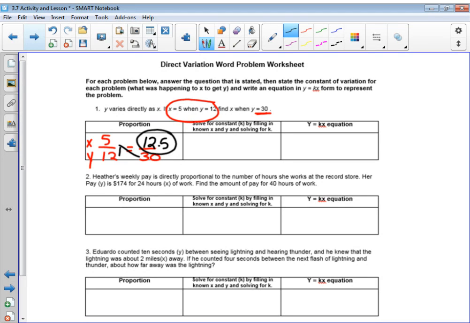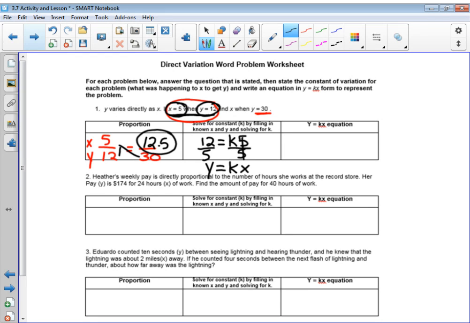The next thing is they want us to solve for the constant, or the k, by filling in our known x and y and solving for k. So I'm going to use the original statement here and substitute in. So our original equation, I'm going to write right below here, is y equals kx. Okay, so we're going to go ahead and we have to solve for our k. So we're going to substitute in, well, y was 12 equals, we don't know k, but we know that x was 5. Now, if I want to work to get k by itself, we'll divide by 5.